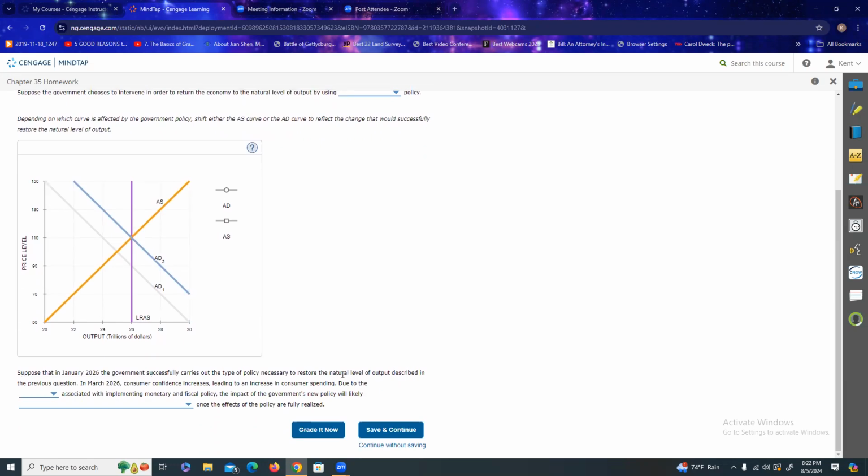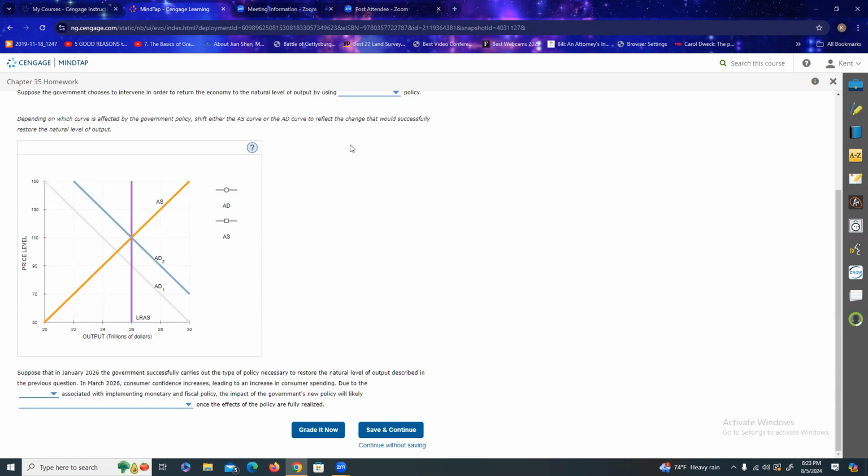And let's see. Suppose that in January 2026, the government successfully carries out the type of policy necessary to restore the natural level of output described in the previous question. Okay, so they've shifted aggregate demand to the right, and we're back in equilibrium right there. We're back at the long run natural level of output. March 2026, consumer confidence increases. Okay, so in January, they carry out this aggregate demand shift, but later, after they do it, for whatever reason, doesn't matter, consumer confidence increases.